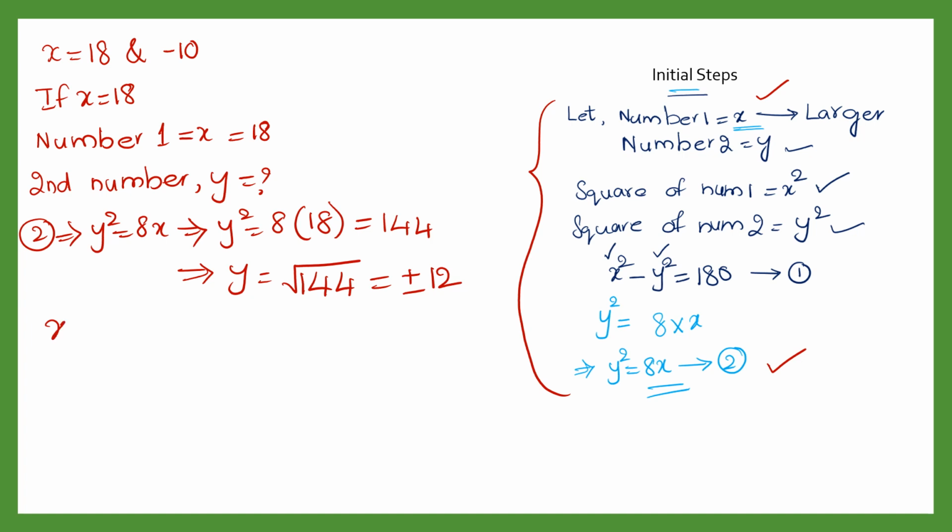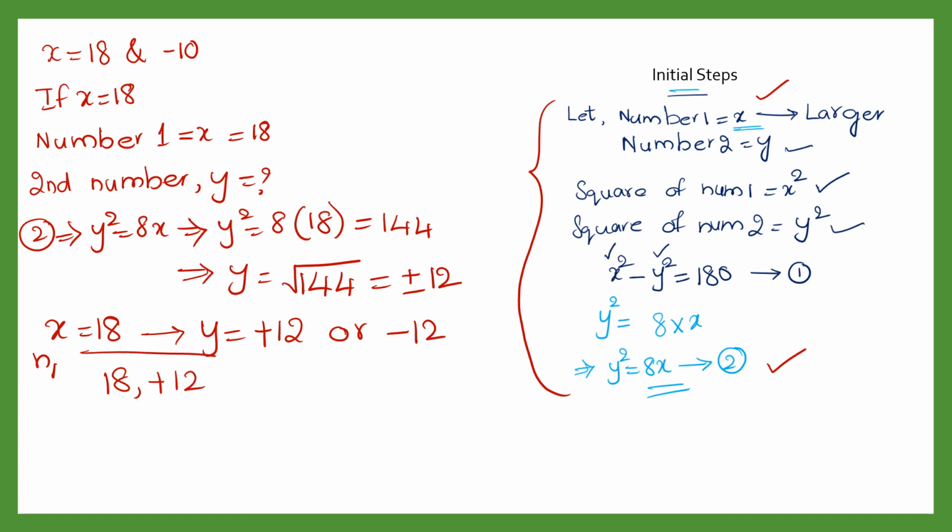So y will be equal to root 144, which is plus or minus 12. So if x is equal to 18, if number 1 is 18, then you got y as plus 12 or minus 12. So 18 comma plus 12 is one set of numbers and the other set of numbers is 18 comma minus 12. The first number is 18, the second number can be plus 12 or minus 12.